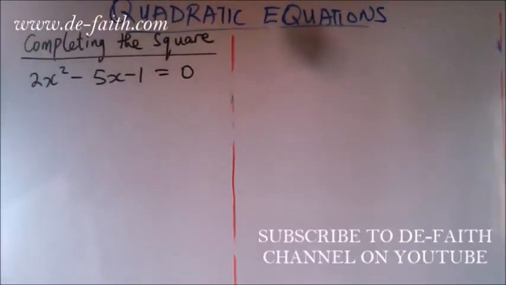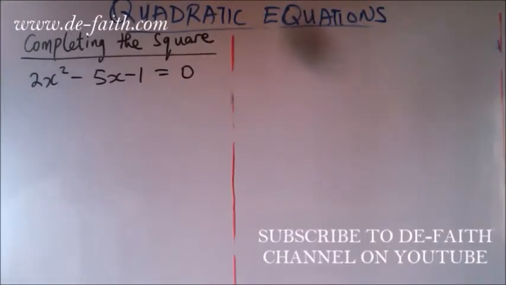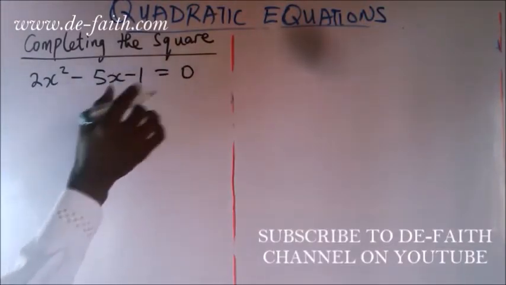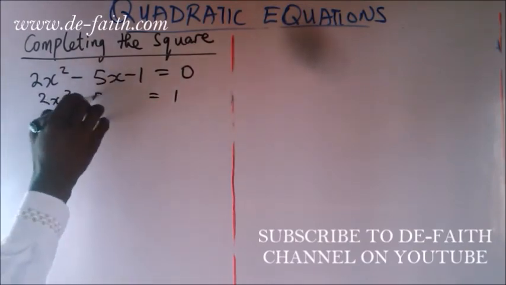Alright, so let's look at this next equation. B, 2x squared minus 5x minus 1 equal to 0. We have to solve this by using completing the square. Now for us to do this, we could take this minus 1 over here. That will give us 1. And then we have 2x squared minus 5x.